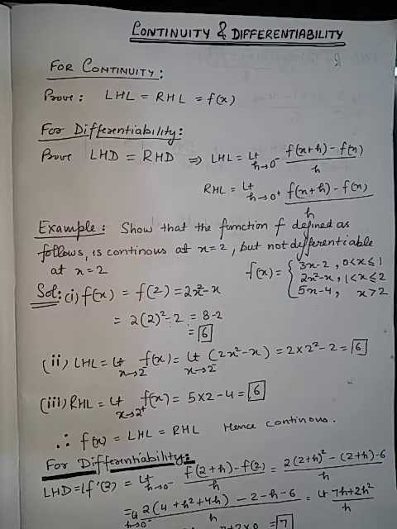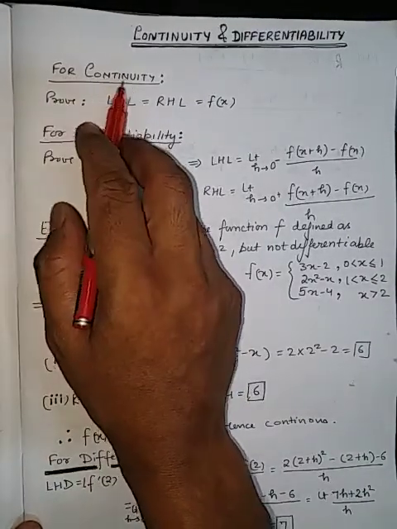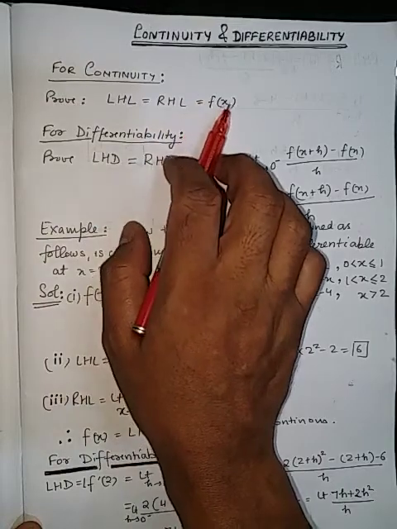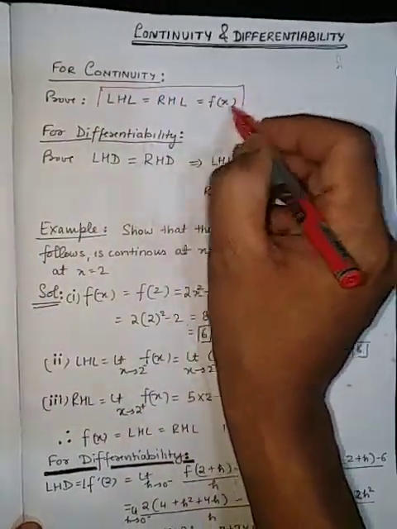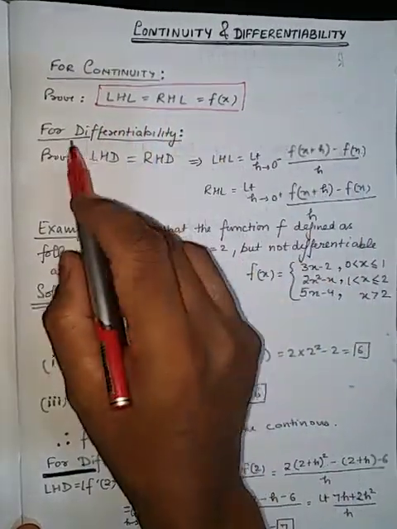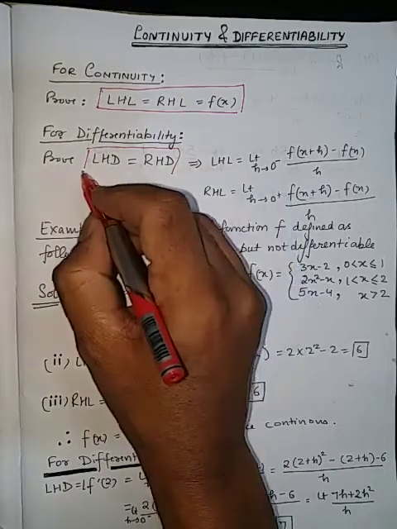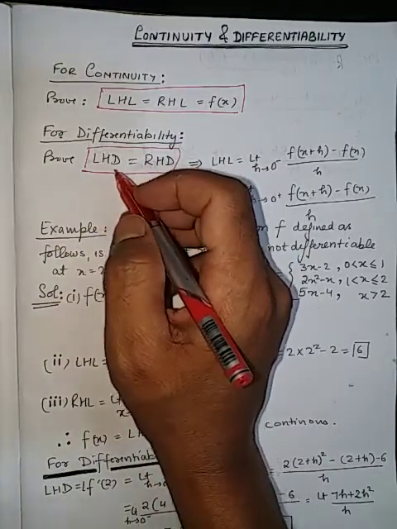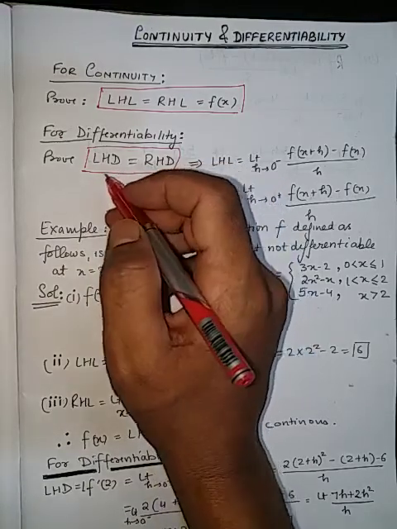So let us discuss the common question. For continuity, what do we have to do? We have to prove left hand limit should be equal to right hand limit should be equal to f(x). This is the main step that you have to follow. Now for differentiability, we have to prove left hand derivative equals right hand derivative. You know what a derivative is? Differentiating anything gives the derivative. Differentiation and derivative are the same thing.